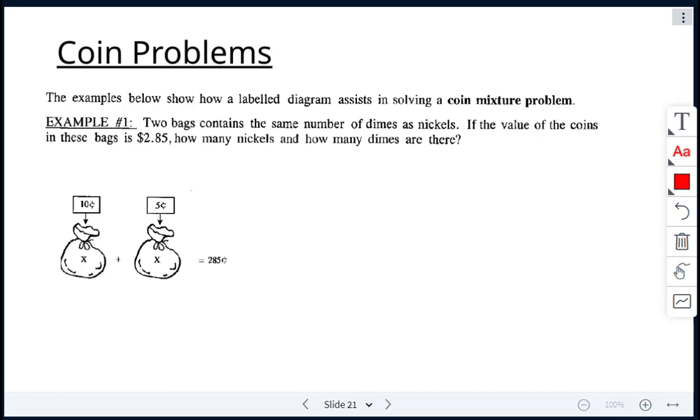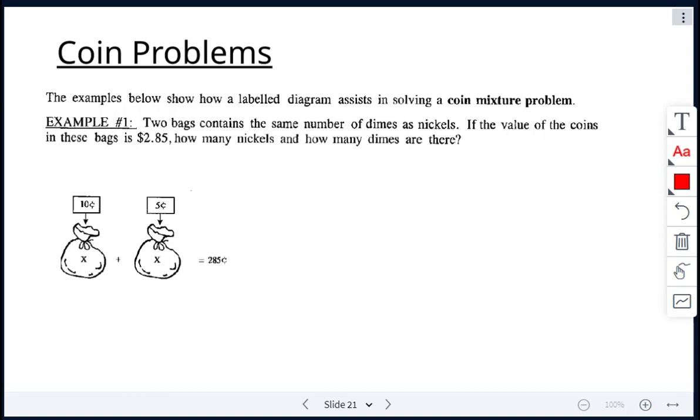All right, so today's class for algebraic problems, we're looking at coin problems and mixture problems. So let's take a look at our first one here. Again, diagrams are very helpful when working with these kinds of problems. In this first example, two bags contain the same number of dimes as nickels. If the value of the coins in these bags is $2.85, how many nickels and how many dimes are there?